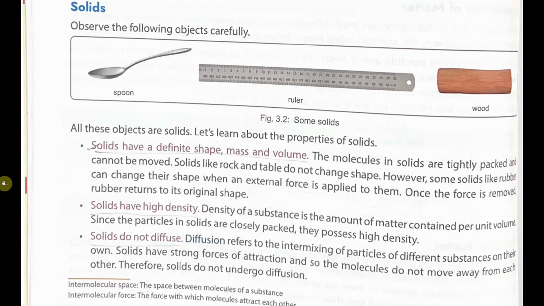Solids have high density. Density of a substance is the amount of matter contained per unit volume. Since the particles in solids are closely packed, they possess high density. Solids do not diffuse. Diffusion refers to the intermixing of particles of different substances on their own. Solids have strong forces of attraction and so the molecules do not move away from each other. Therefore, solids do not undergo diffusion.